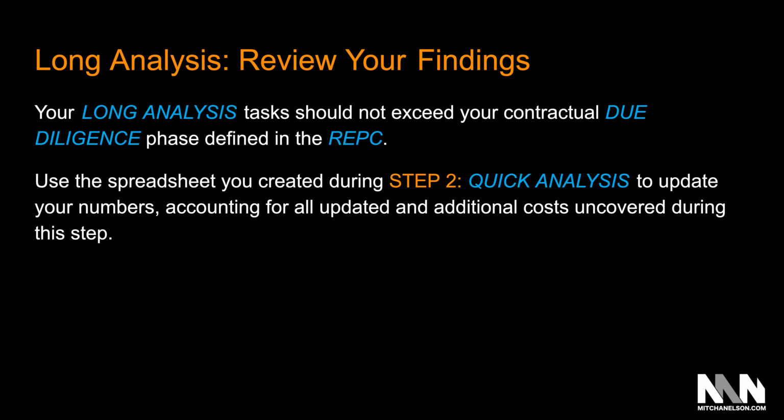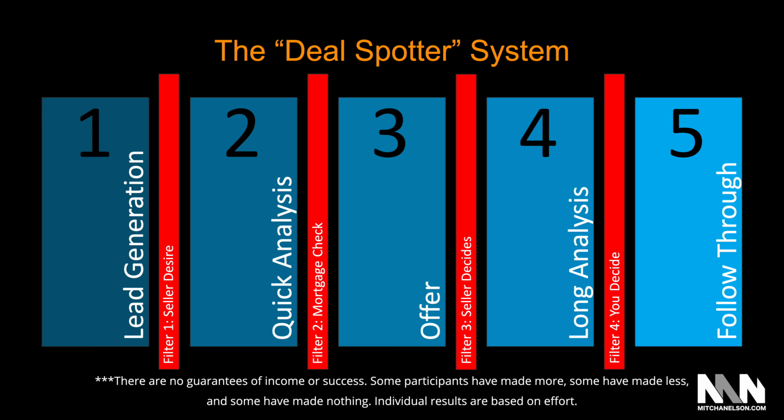Just keep doing it. Use the spreadsheet you created during step 2 in quick analysis to update your numbers, accounting for all updated and additional costs covered during this step. So that covers the long analysis phase. We need to bring in home inspectors. We need to bring in contractors. We need to bring in property managers if it's a buy and hold. And your seller disclosures. We take all of those things. We take the inspection report that the home inspector makes. We take the bid from the contractor. We take the reports from the property manager if applicable. We take the seller disclosures and we review those items and then update our numbers to make sure that we're where we need to be.